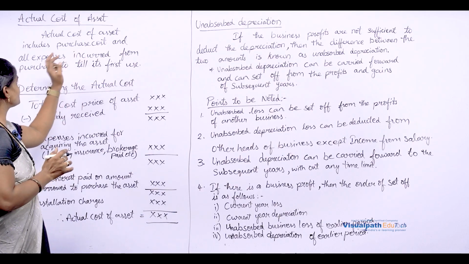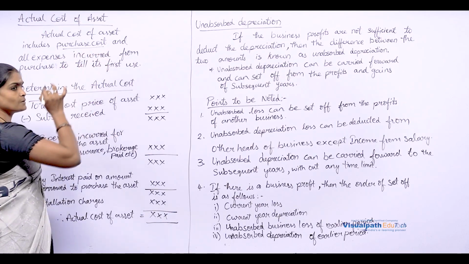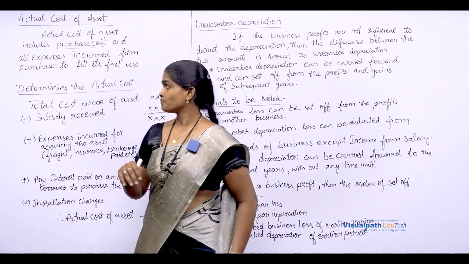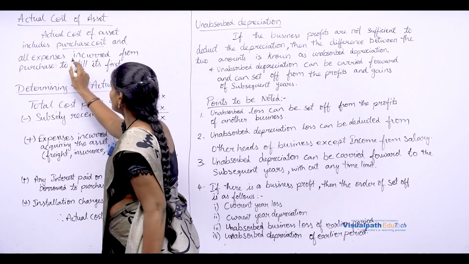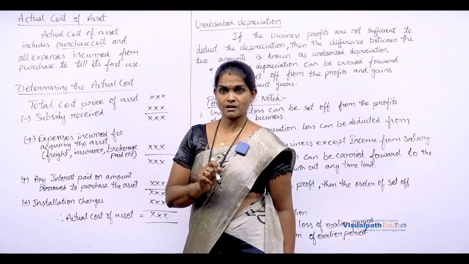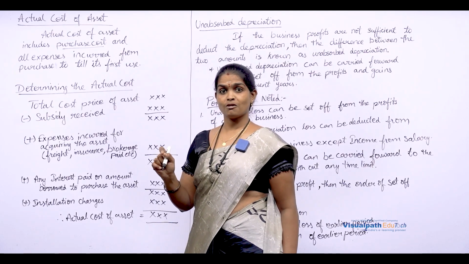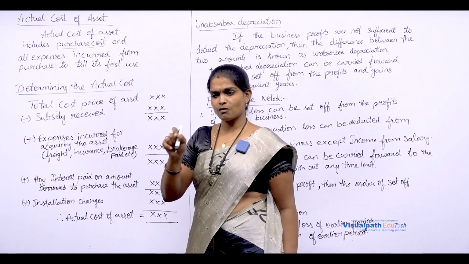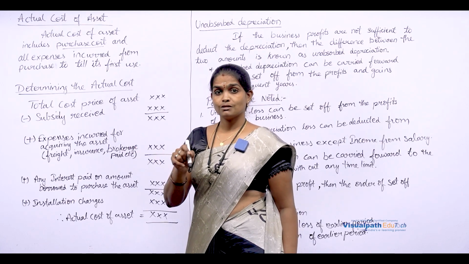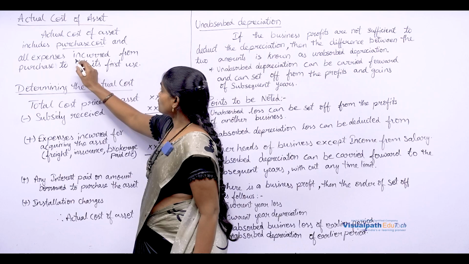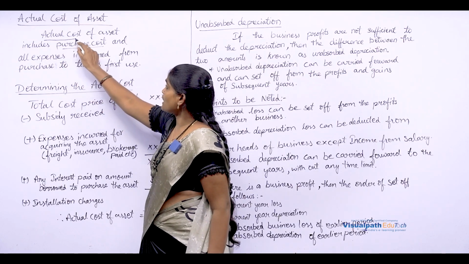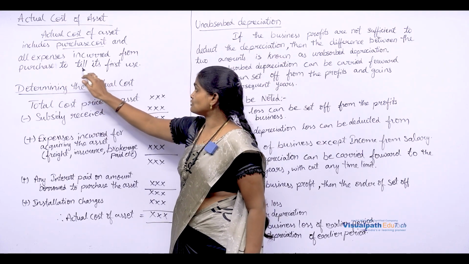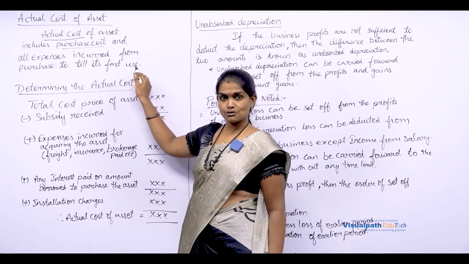It includes the purchase cost, the cost at which you are acquiring the asset. Then it includes all the expenses incurred from the day of purchase till the date of first use. Clear? Till you put it to use, you calculate all the expenses incurred in between. All this put together we call actual cost: all expenses incurred from the purchase till its first use.